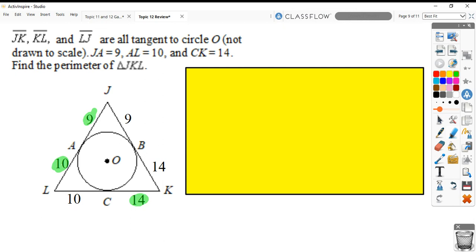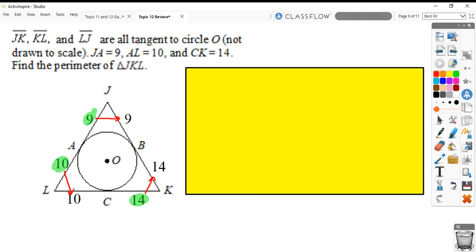What we have to remember is the tangent to a circle theorem that tells us if you've got two segments that start at the same place, that are tangent to a circle, they're both tangent to the same circle, then those segments are the same length. That is how we figured out that these two are equal. And that's how we figured out those two pieces are equal. And that's how we figured out that those two pieces are equal.